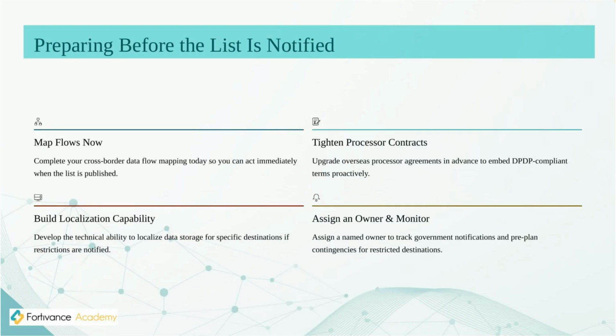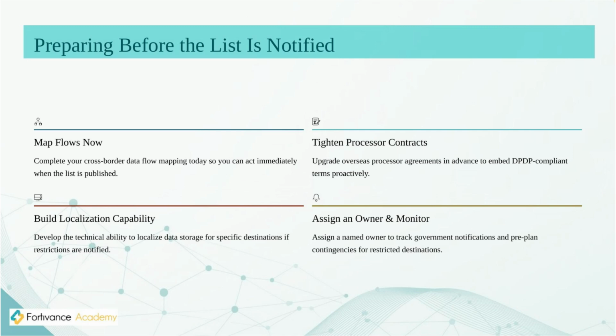Let's tackle the question that's probably on your mind given all this uncertainty. What should you actually do right now before the country list is fully notified? Because waiting passively isn't a strategy. Here's the empowering truth. There's a great deal you can and should do now, regardless of what the final designations turn out to be. The uncertainty about the list is no excuse for inaction, because the most valuable preparation doesn't depend on knowing the list.